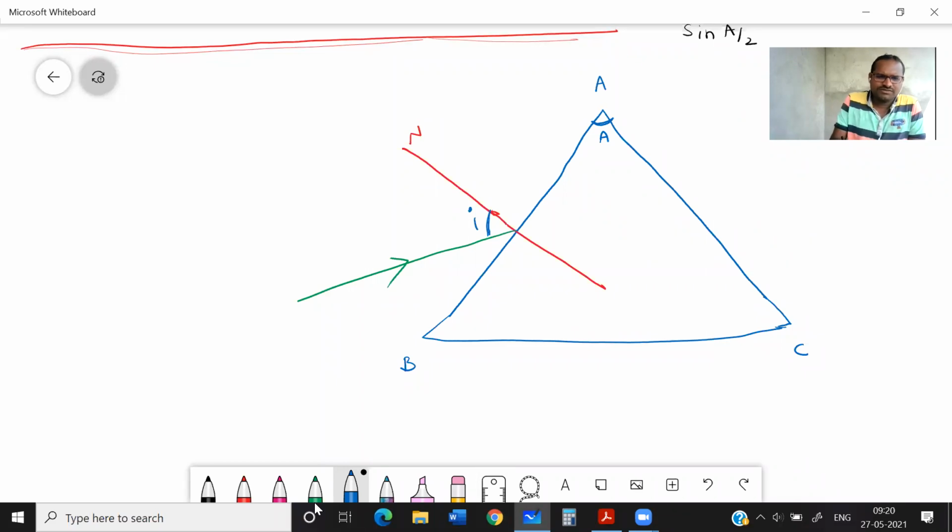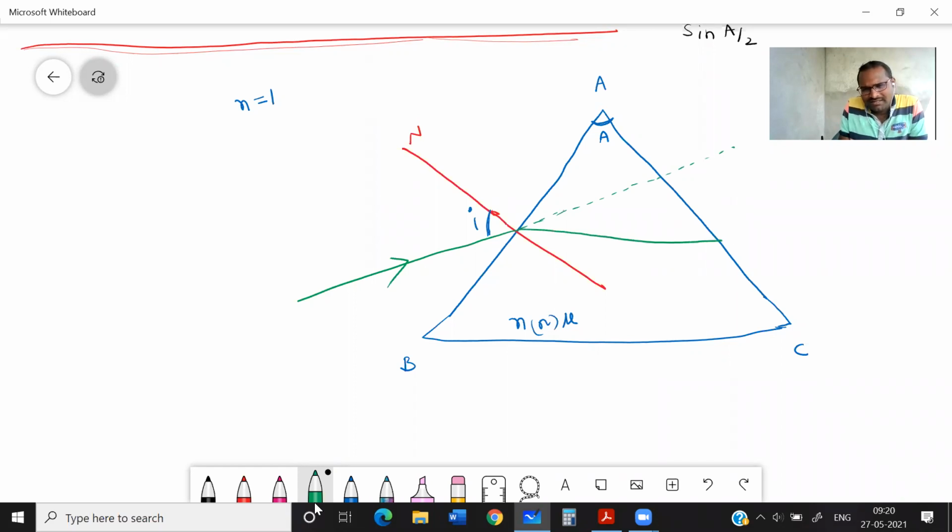Now let us suppose this outer medium is having refractive index 1, and this is having some refractive index mu or n. Okay, clear? Now because the prism is a denser medium, instead of going in a straight line like this, the ray will bend towards the normal like this, by making some angle of refraction. Imagine r1.